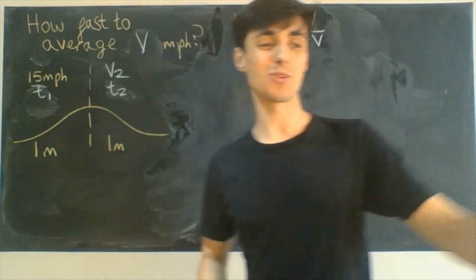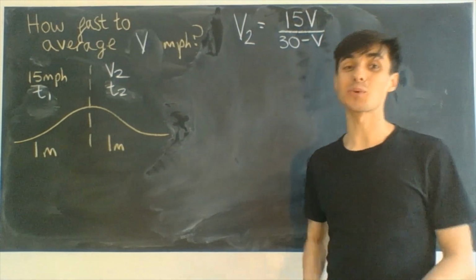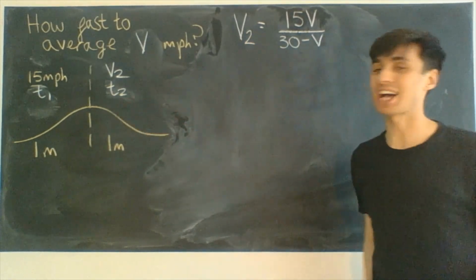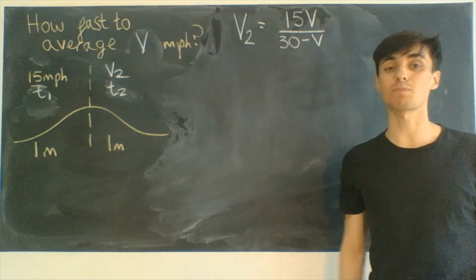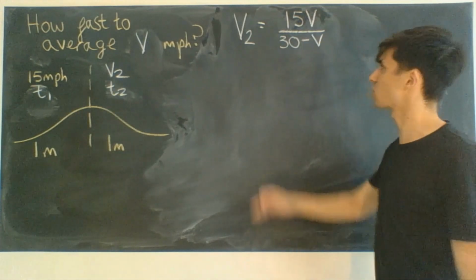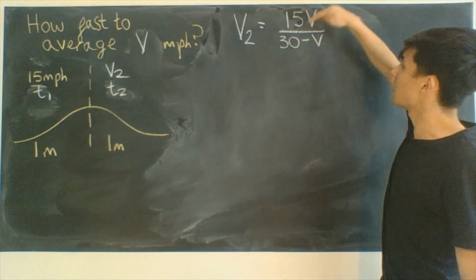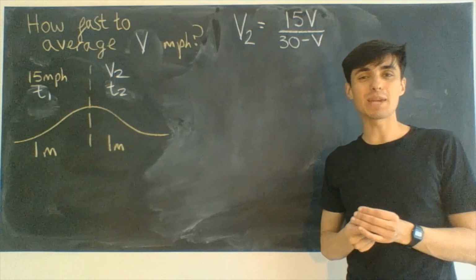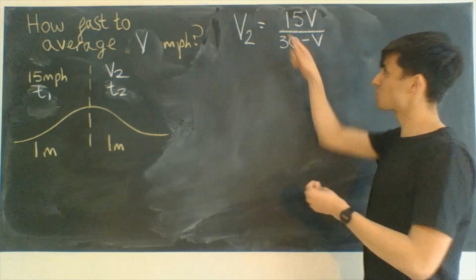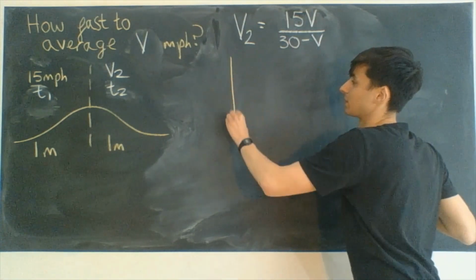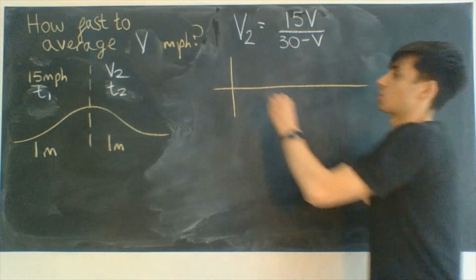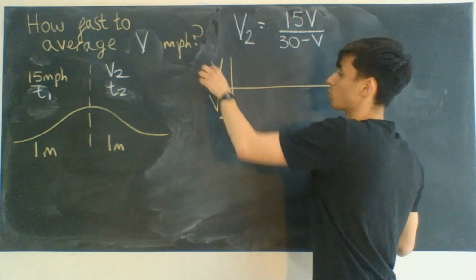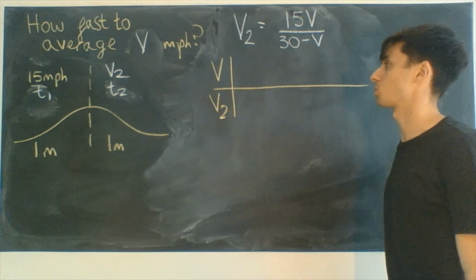Okay, we've started a new board, and for this part of the video, we're thinking more about v2, or the downhill speed, as a function of our overall average speed v. We just found, or derived, this equation: 15v over 30 minus v. First of all, let's do a bit of a table of values and think about how these two interact with each other. So we've got our v and our v2, overall speed and our downhill speed.